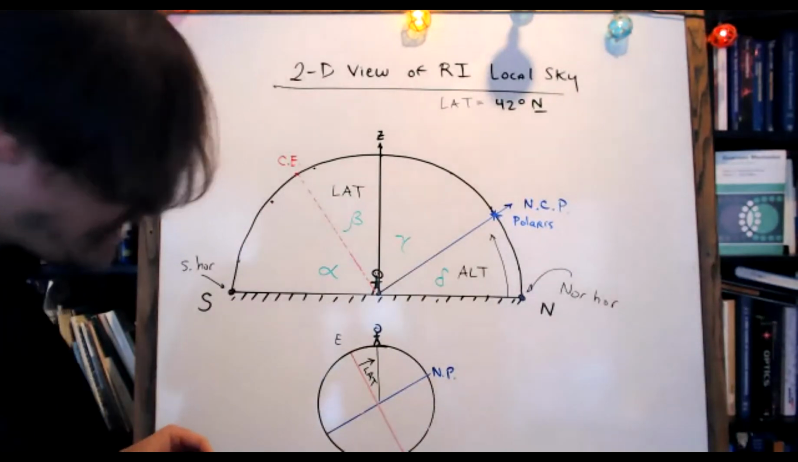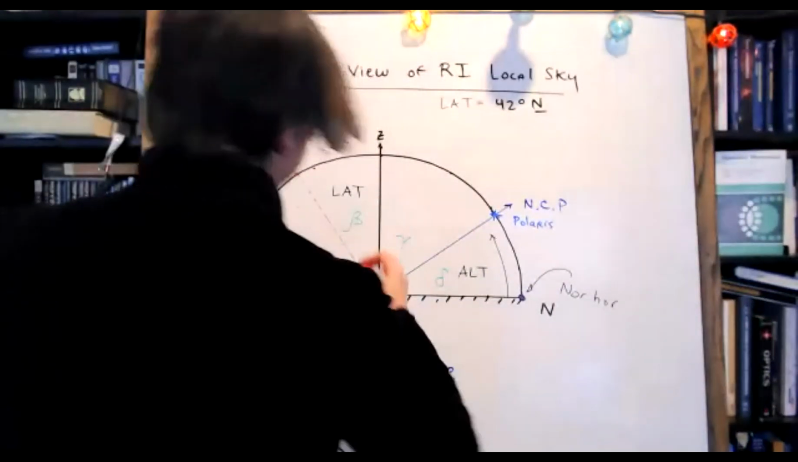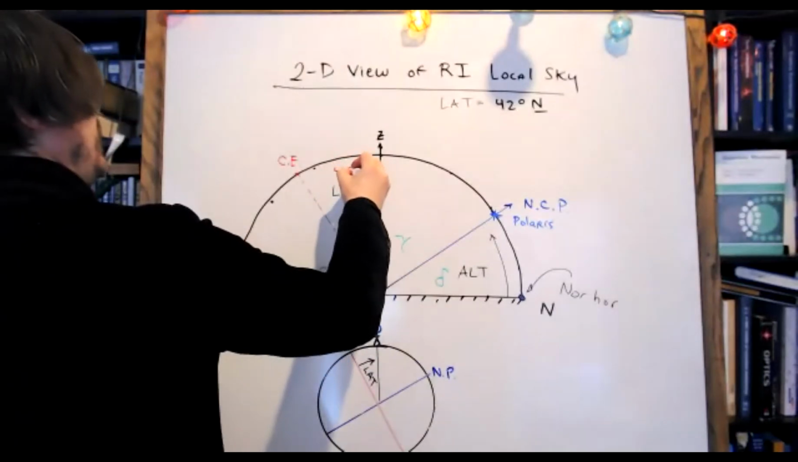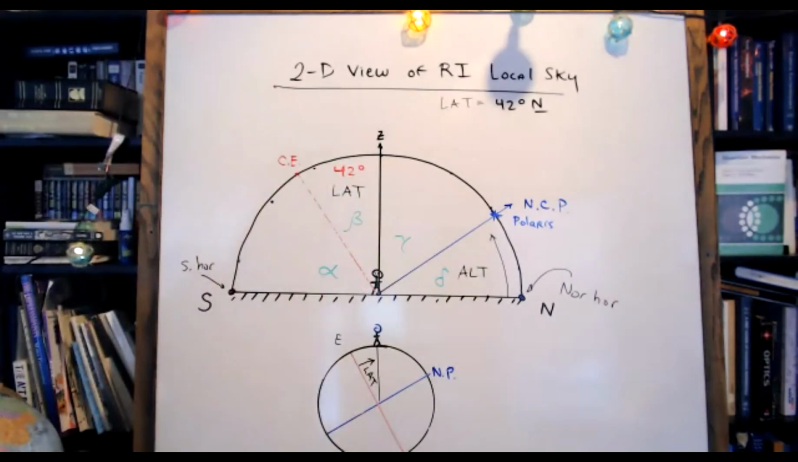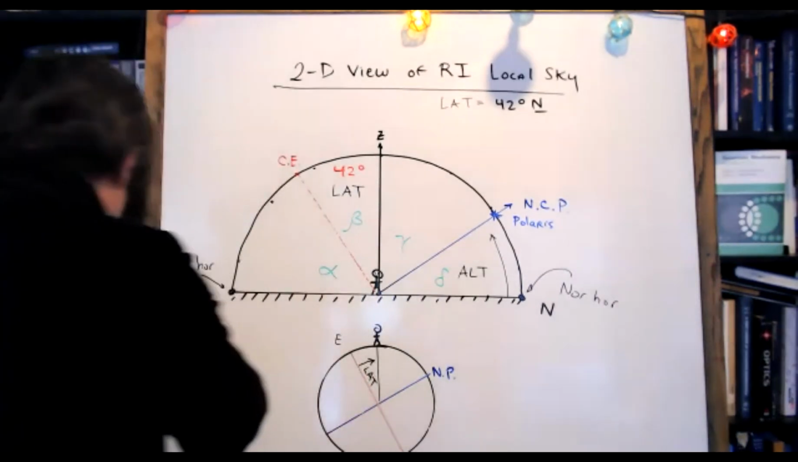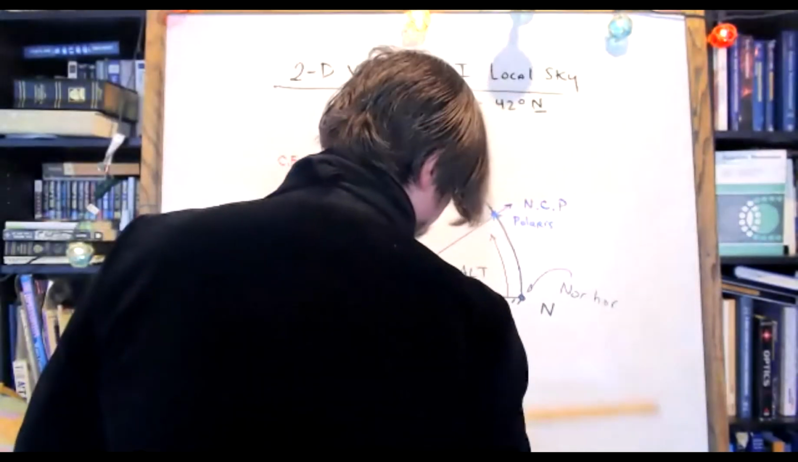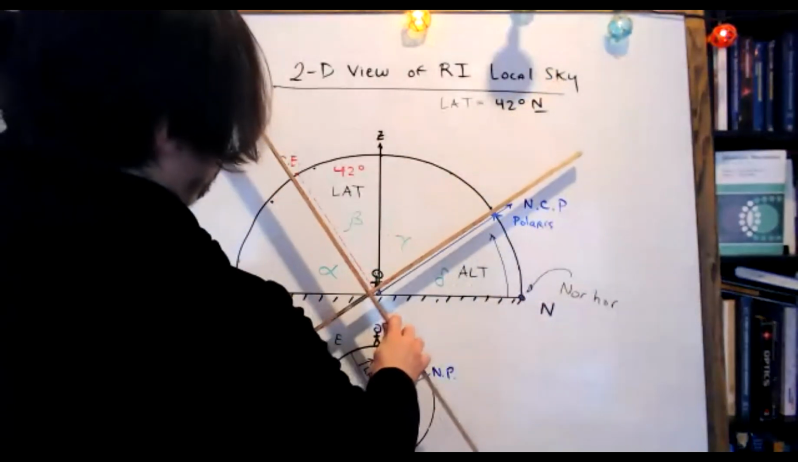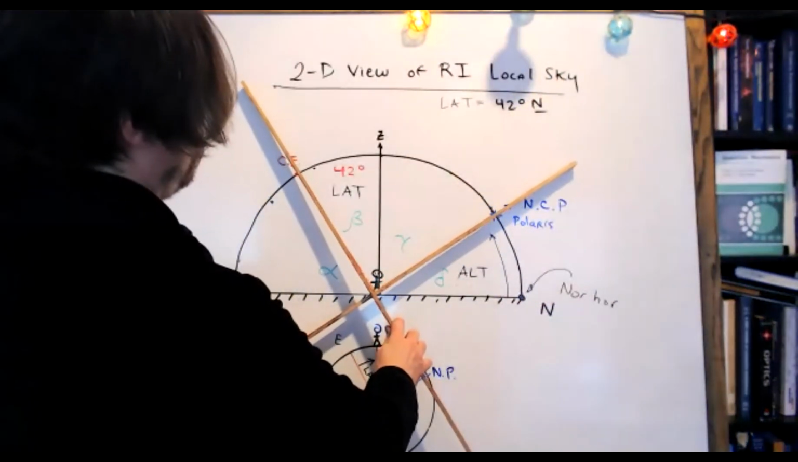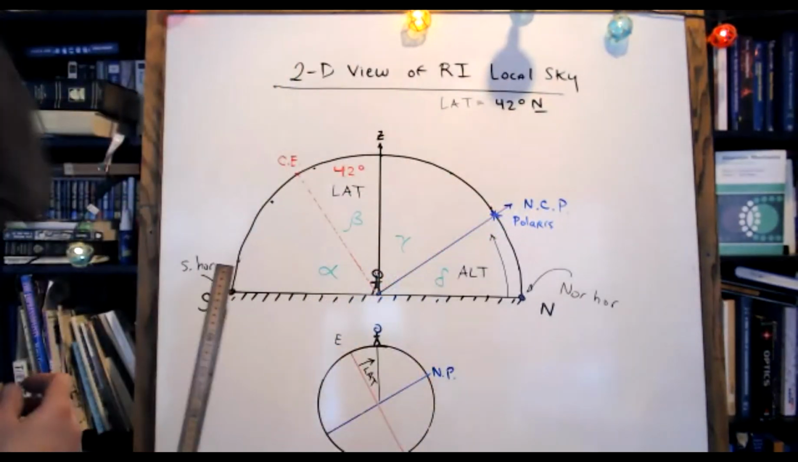Okay, so let's write that angle into our diagram here. This angle, beta, is 42 degrees. Mark that down. Now, if you look at the diagram, you can see that there is a 90-degree angle, a right angle, between the celestial equator and the north celestial pole. So if beta is 42 degrees, what is gamma?